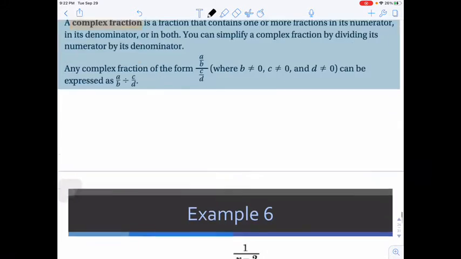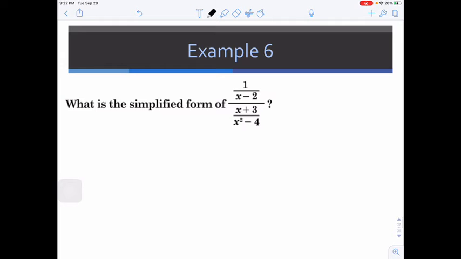c over d. For Example 6, it says, what is the simplified form of 1 over x minus 2 divided by x plus 3 over x squared minus 4? We can rewrite this exactly how it sounds. So 1 over x minus 2 divided by x plus 3 over x squared minus 4. Now let's get rid of the division symbol, turn that into a multiply by, and flip our second expression.